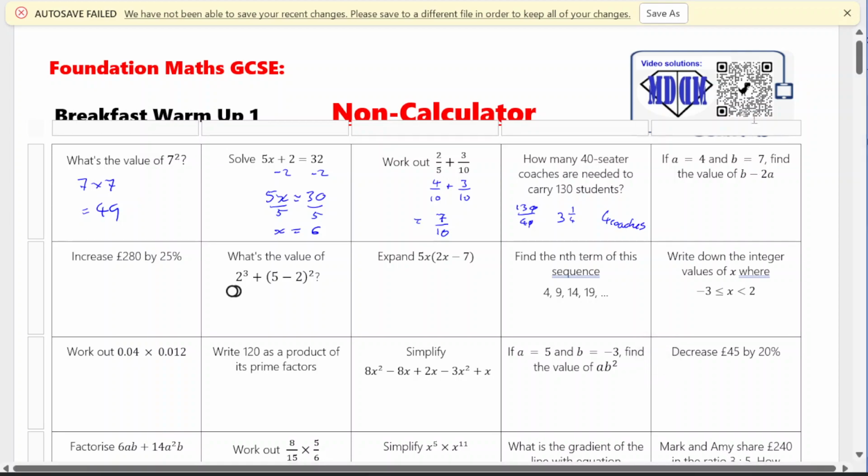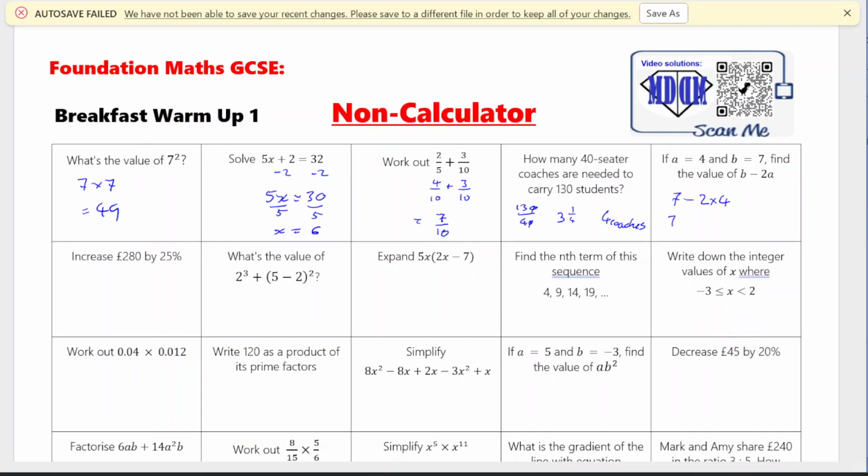And then finally on this page, if A is equal to 4 and B is equal to 7, find the value of B minus 2 lots of A. So that's going to become 7 minus 2 times 4, which is going to be 7 minus 8, which is going to be minus 1.